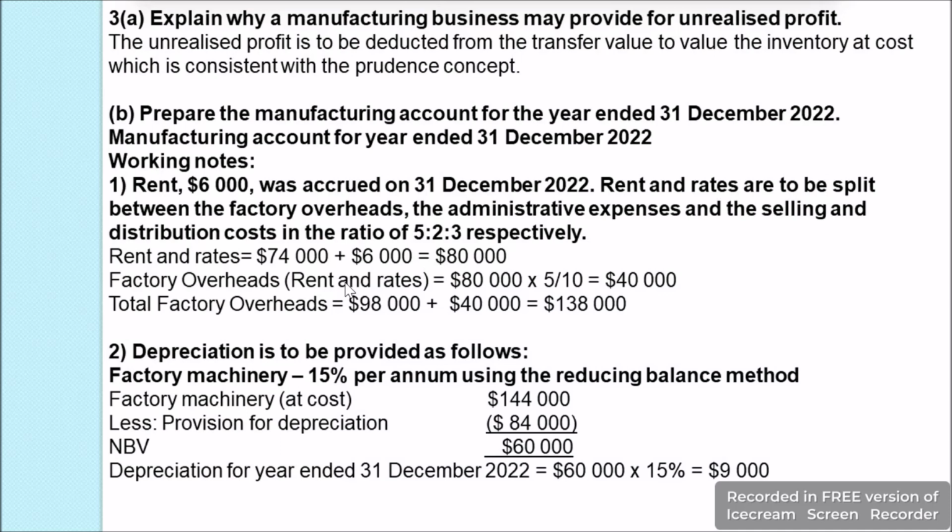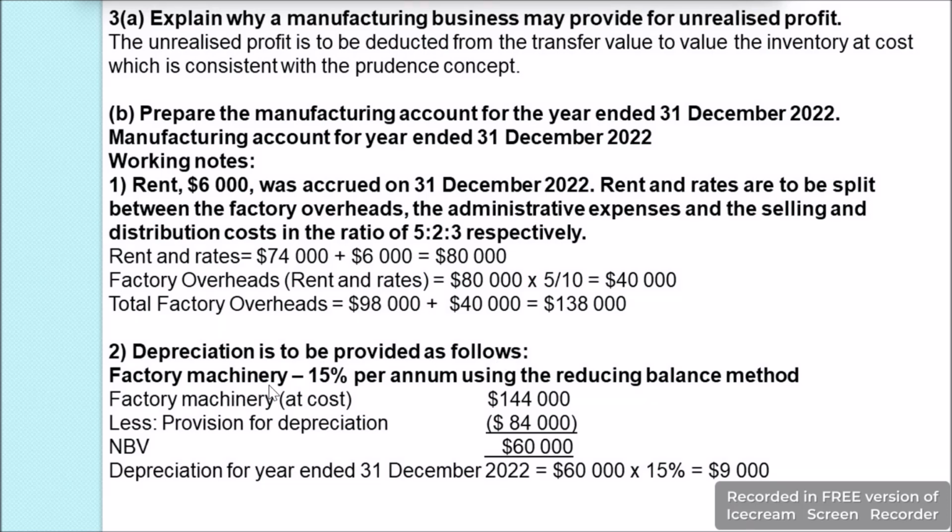Now for factory overheads, we have to divide it in this ratio, that is 5:2:3. 5 is for factory, so 5 divided by the total, that is 5 plus 2 plus 3, which is 10. So it will be 80,000 times 5 by 10, which will be $40,000 for the rent and rates for factory overheads. The factory overheads given was $98,000. To this we will add this $40,000. So now our total factory overheads will be $138,000.